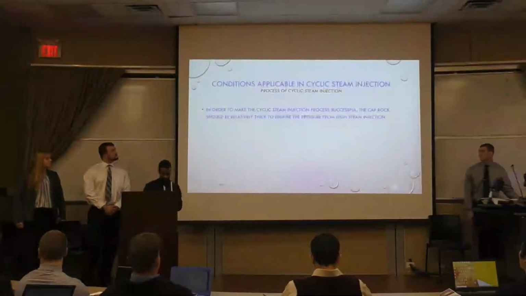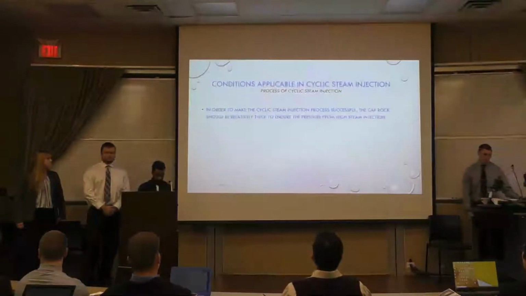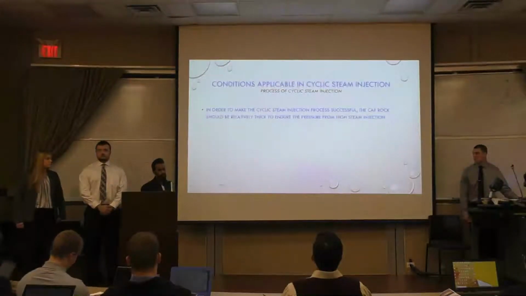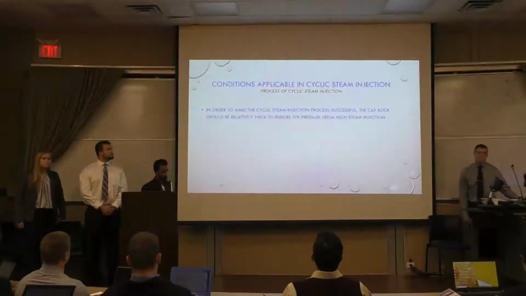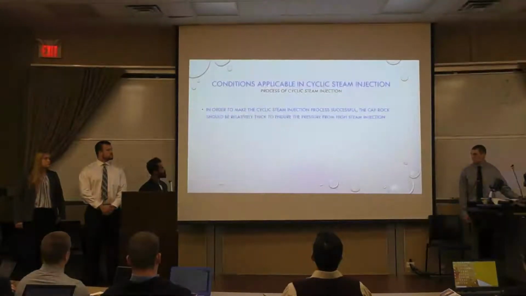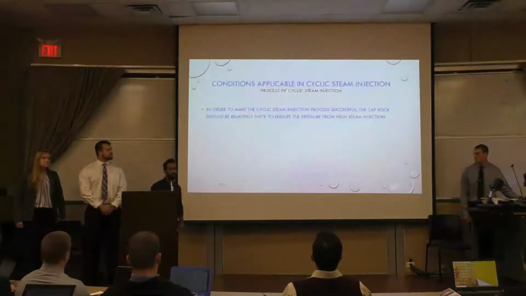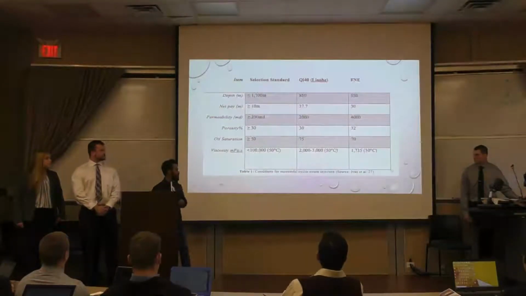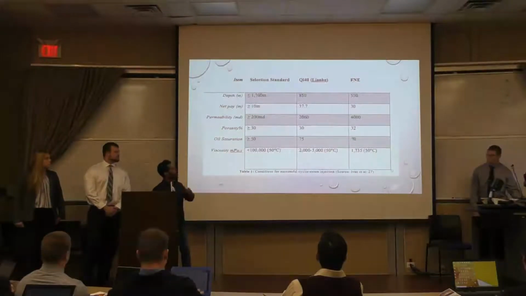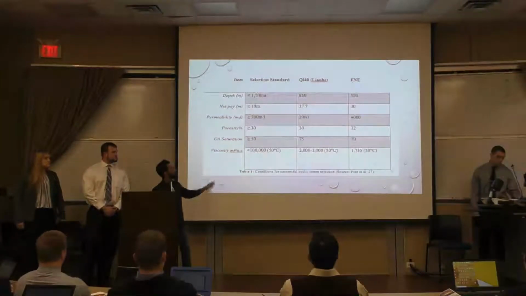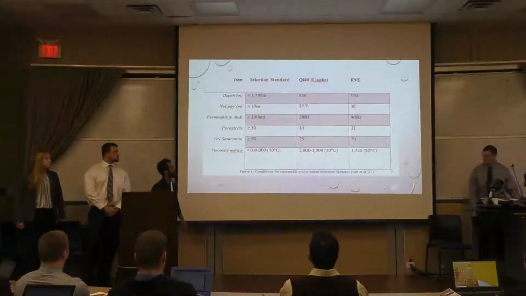The last thing is the conditions applicable in cyclic steam injection. There are selection standards or guidelines that we should follow to ensure successful cyclic steam injection. These standards define the depth, porosity, permeability, oil saturation, and viscosity standards. And this table shows the successful cyclic steam injection. We need to make it at least or close to these numbers or these selection standards.